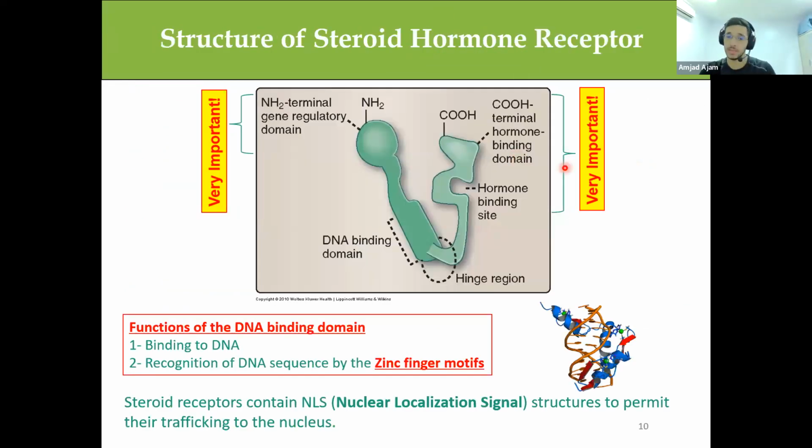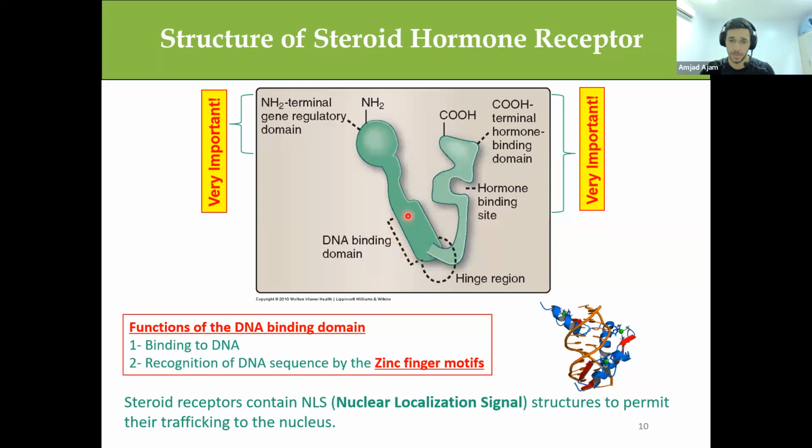So now let's discuss in detail the structure of a steroid hormone receptor. First of all, it's a protein, so it contains an N-terminal and a C-terminal. We have a hormone binding site. Once the hormone enters the cell, it will bind to the receptor through this hormone binding site. The other important thing is the DNA binding domain.